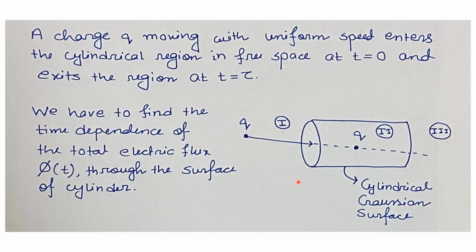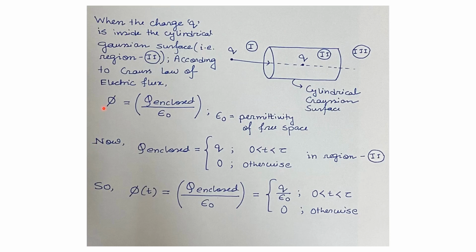Now we'll consider the Gaussian surface for this problem same as the cylindrical surface. When the charge q is inside the cylindrical Gaussian surface, that is in region 2, according to Gauss law of electric flux, the electric flux is equal to the charge enclosed by this cylindrical Gaussian surface divided by epsilon naught, where epsilon naught is the permittivity of free space.